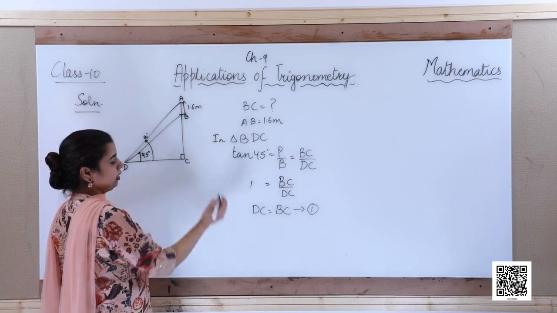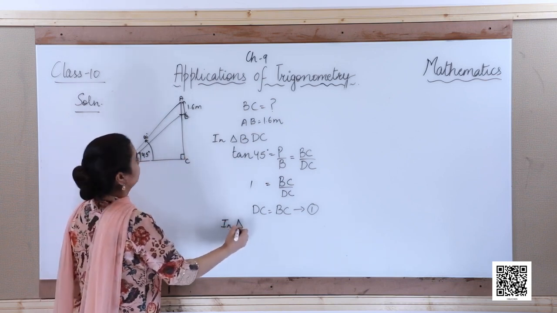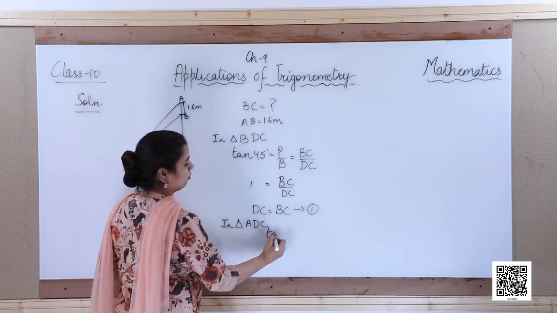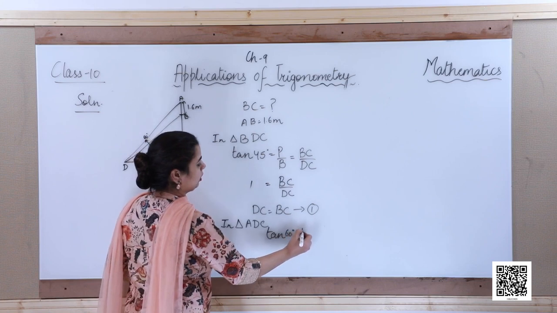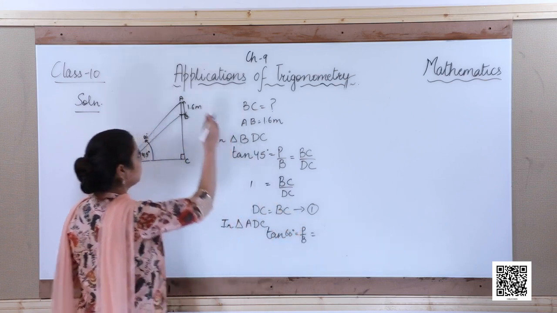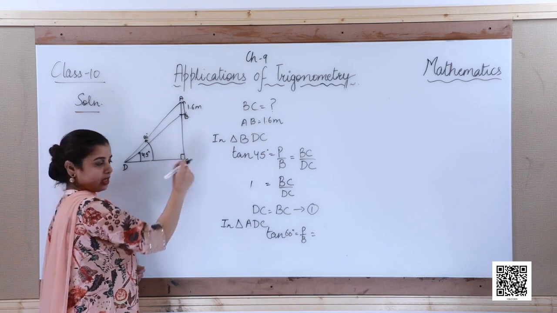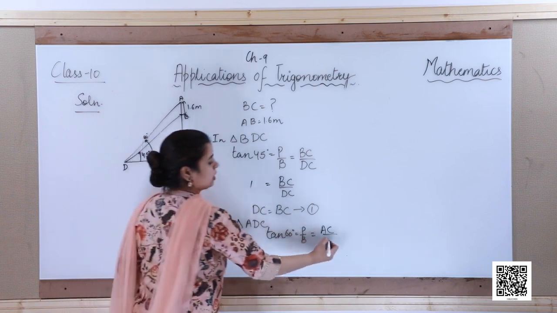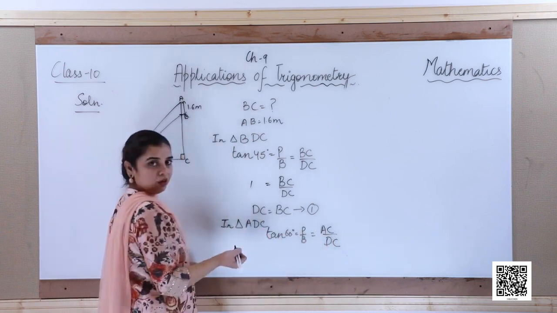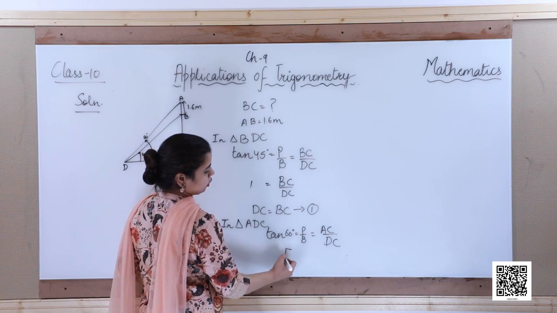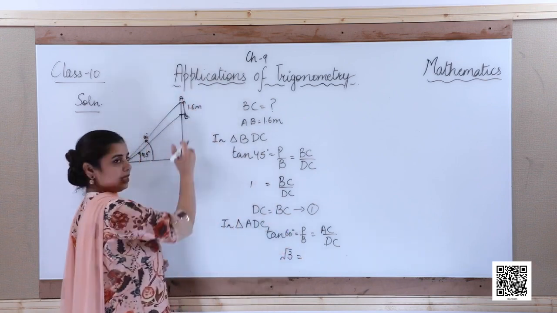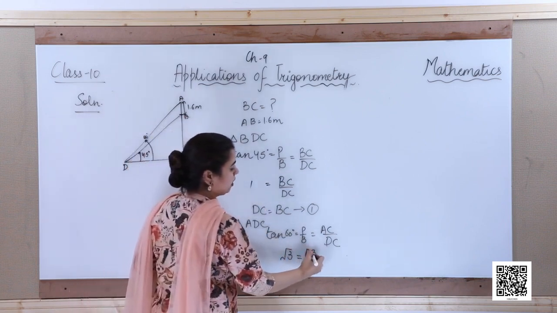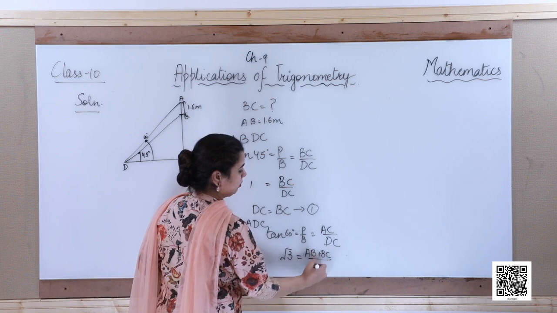Now take the bigger triangle. In triangle ADC, tan 60 degree, which is again perpendicular upon base, but in this bigger triangle, the perpendicular is AC, whole of it. The base remains the same, that is DC. What is the value of tan 60? Tan 60 is √3. Now AC is made up of two parts, AB and BC. So I can write this as AB plus BC upon DC.